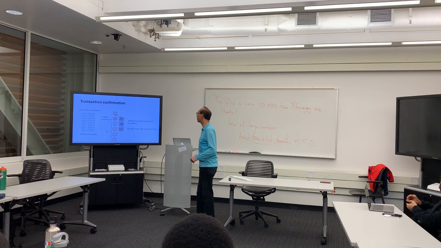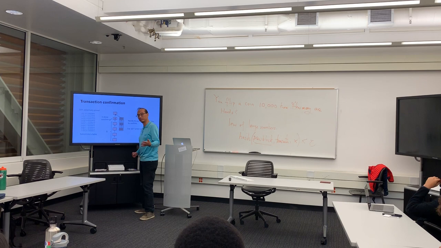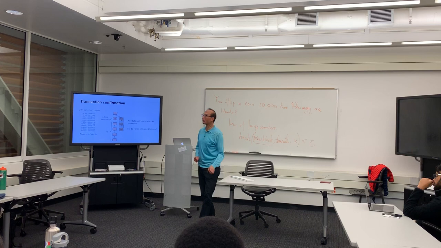At this point, what are we trying to do? We're trying to maintain this good security property, but we're trying to speed up the confirmation, and we're trying to increase the throughput. Okay? So now we're going to figure out how to do that.